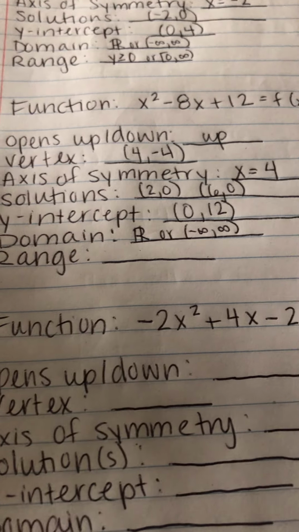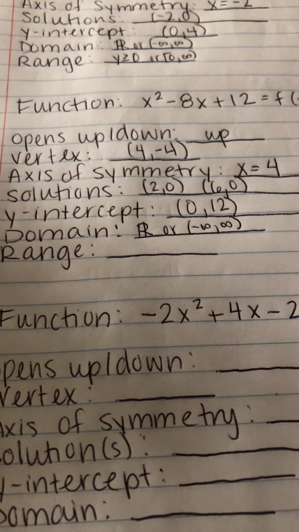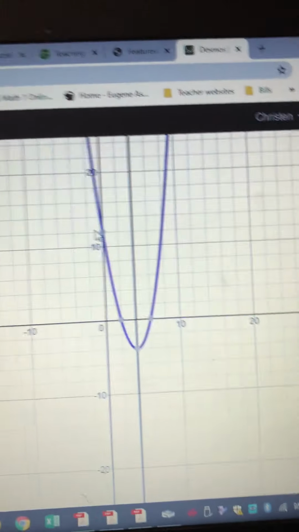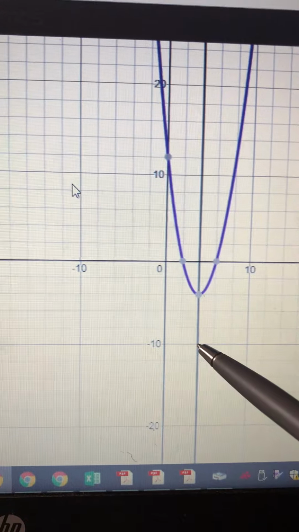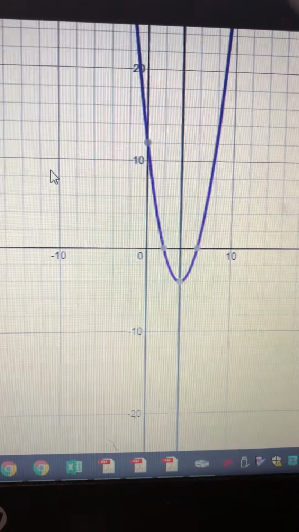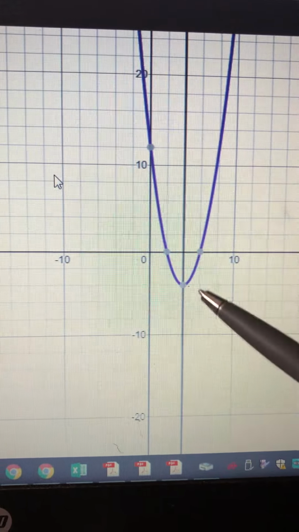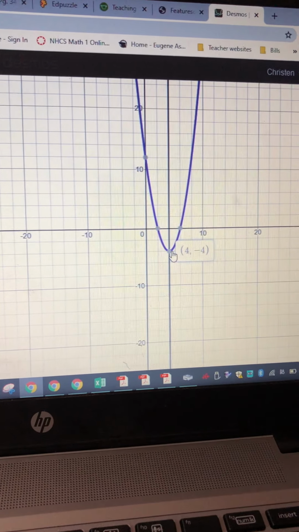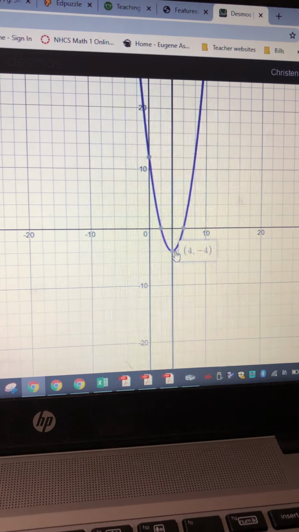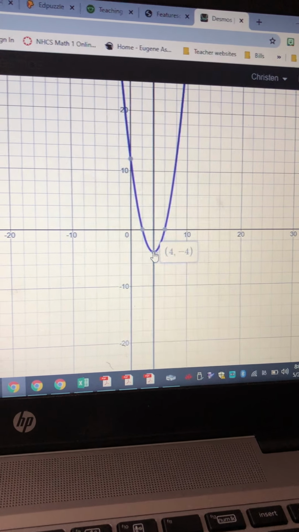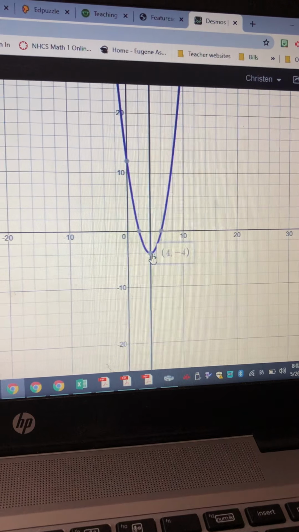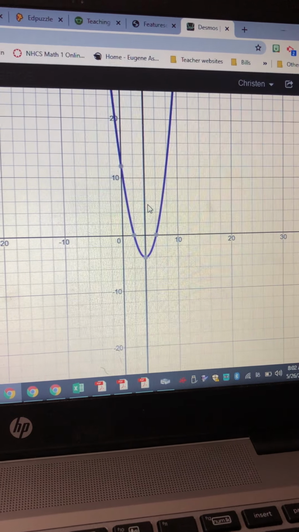And our range talks about our y values. So where on this graph are our y values going to be included? We see that we have a minimum, so the y values cannot go below this number right here. We can't have a y value of -10, right? But we can have a y value of any other one that's higher or greater than this number. So we want to go back and look at what number that is. That's 4, -4, our vertex. We want to use the y value there, so it's going to be -4. Our y's are going to have to be greater than -4.